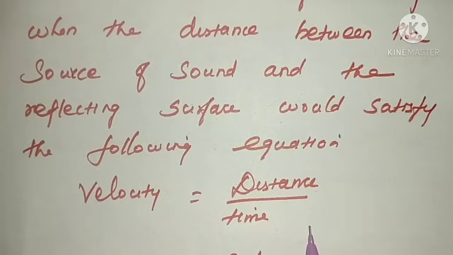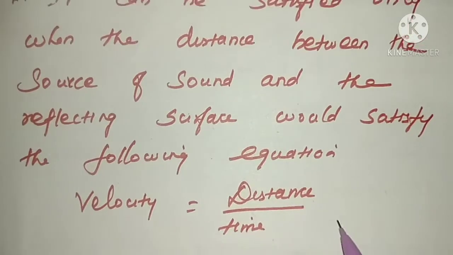Okay, so here how can we calculate the distance travelled? See here, this is the source of sound. Okay, source, and here this is the rigid surface, that is the reflecting surface. Okay, so here the sound is traveling from the source to reach the reflecting surface, that is D. Again it will be reflected back to near the source, that is D. So D plus D, okay, that is 2D. Okay, the total distance traveled by the sound wave is 2D.